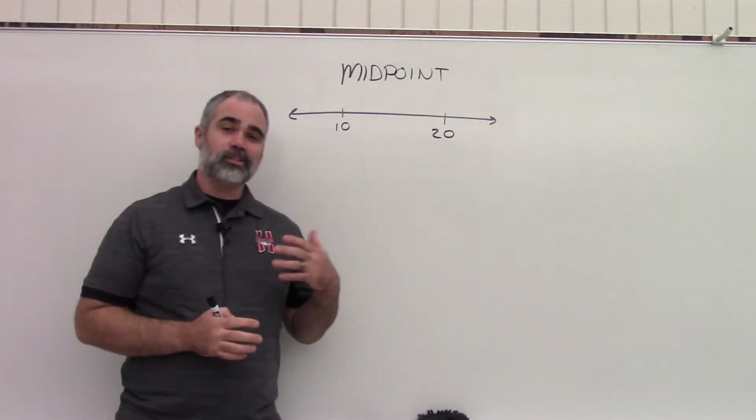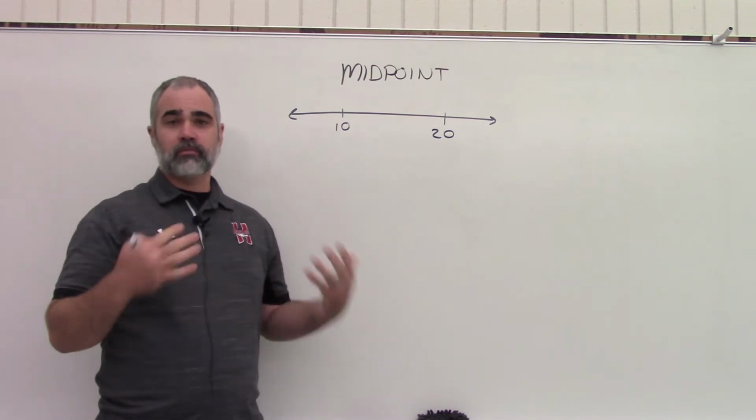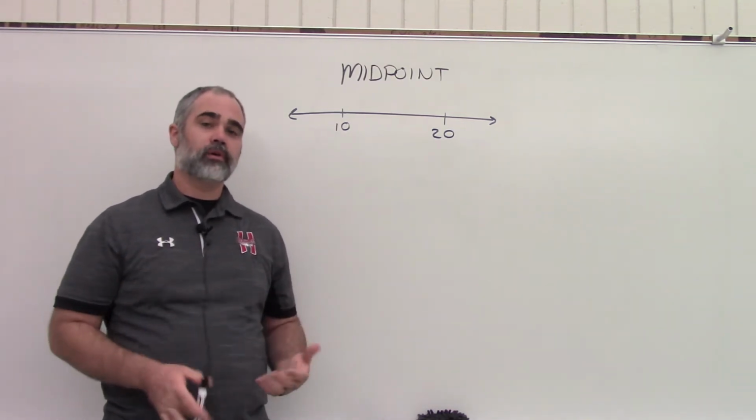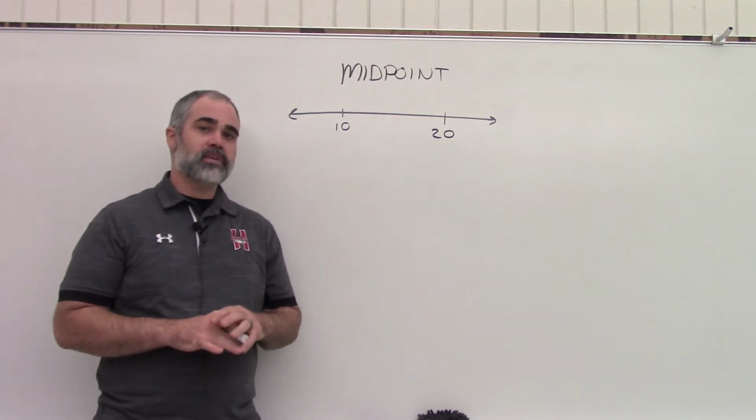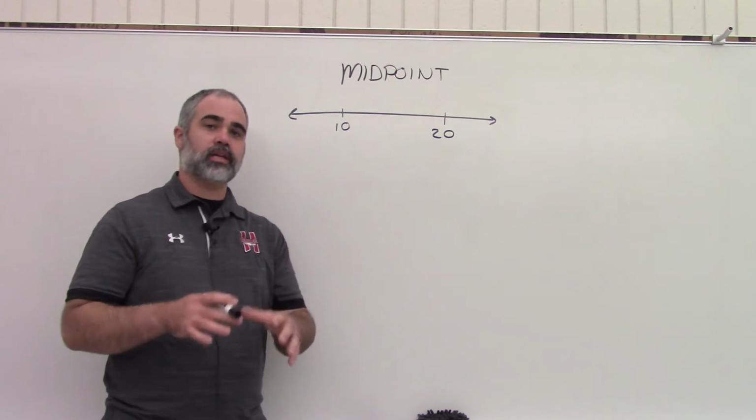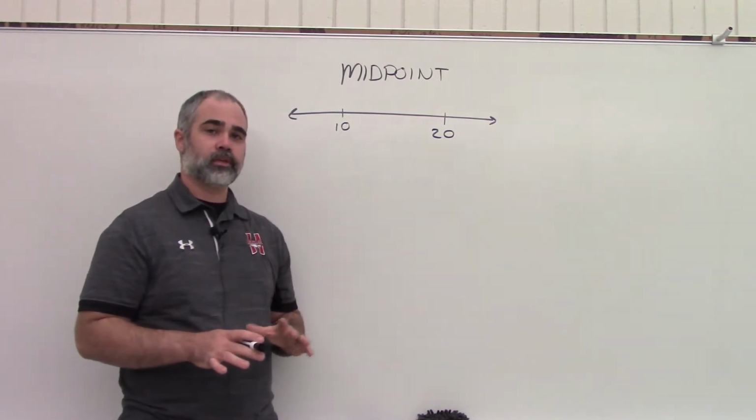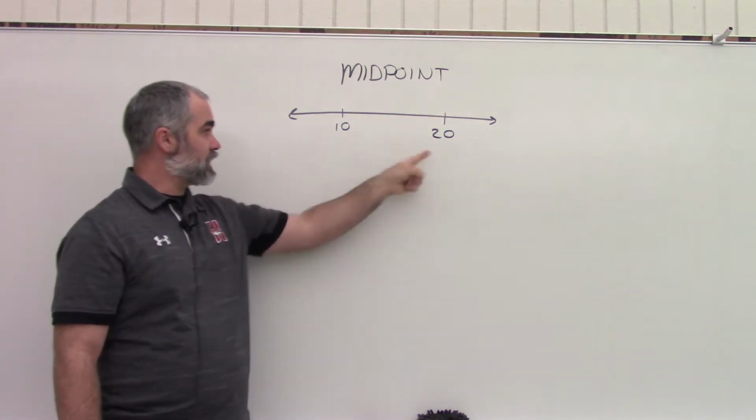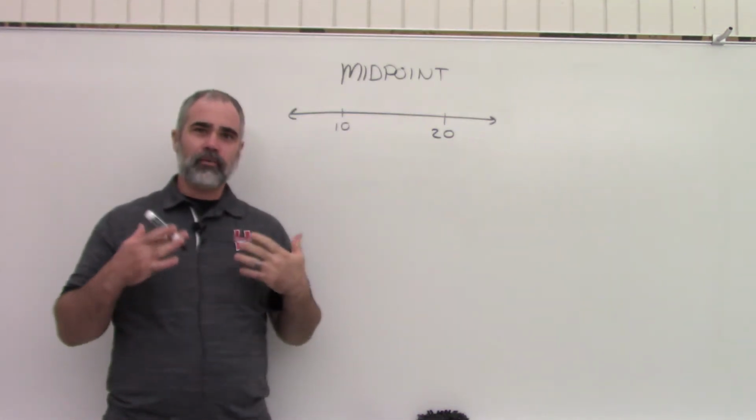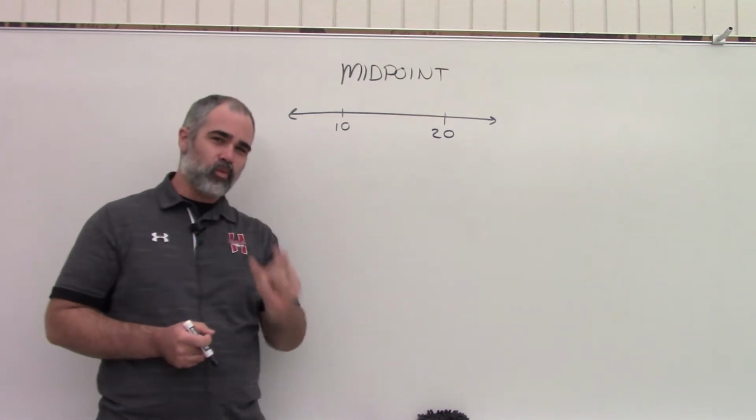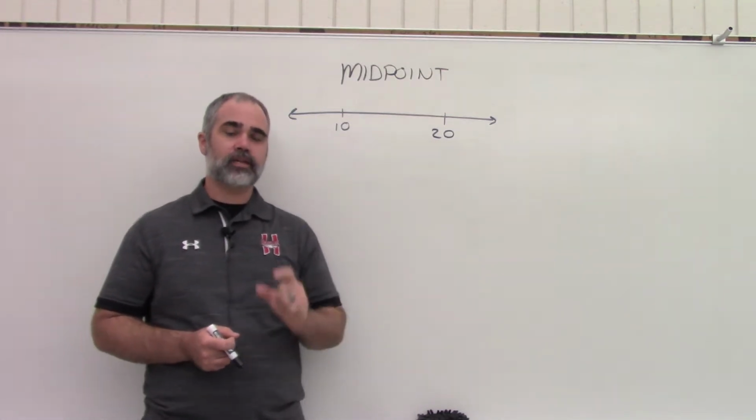Whether you are in geometry or algebra or some other class, a lot of times you're going to need to figure out where the midpoint of something is. And all the midpoint means, don't get it all tripped up or anything, it just means halfway. So I've got a number line here, and I've got two numbers, 10 and 20. I want to find something that's the midpoint between those. What I'm looking for is what's halfway between 10 and 20.